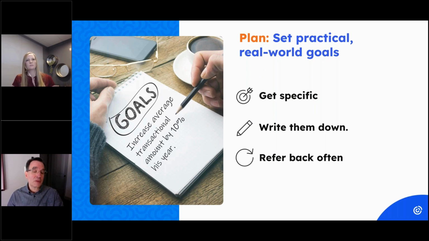So on the nonprofit side, an example of goals is similar to a for-profit business. I want to increase the average donation amount. I want to get new donors. I want to introduce a new campaign. Those very specific goals, again, will help determine what you need to do to reach them.